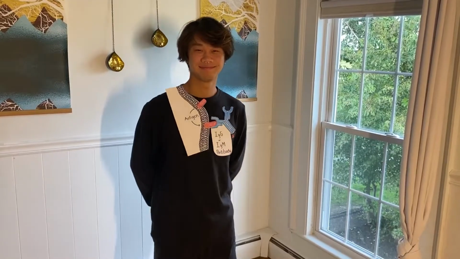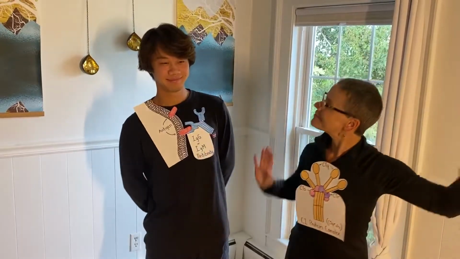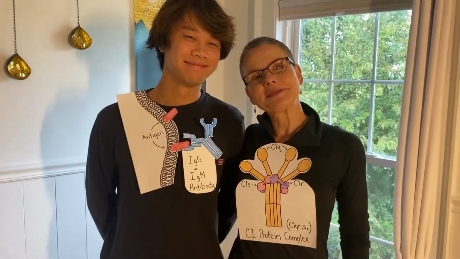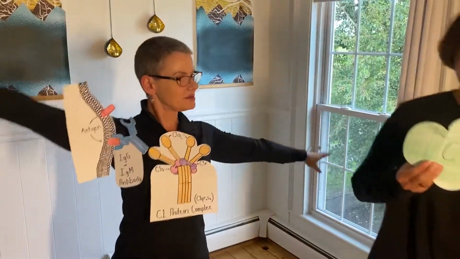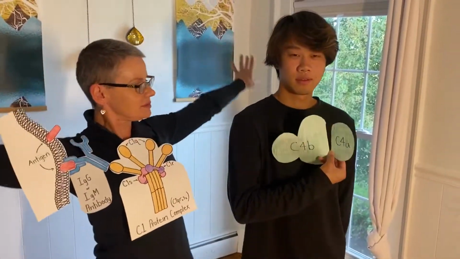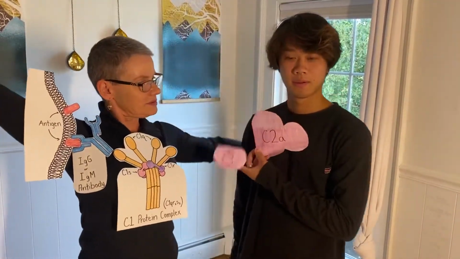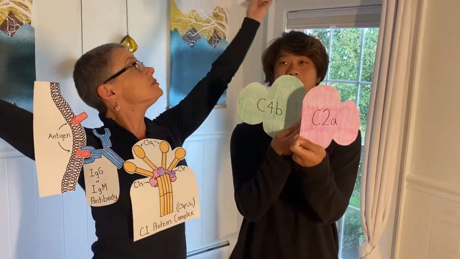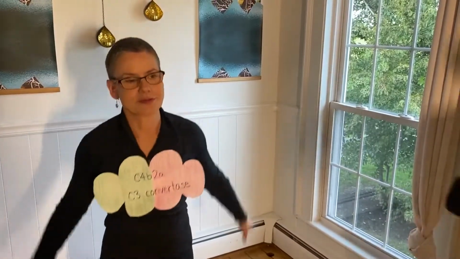When the C1 protein binds to the antigen-antibody complex, it becomes activated and starts the cascade of proteins that enzymatically cleaves and activates the next protein. It begins by cleaving C4 into C4A and C4B. It then cleaves C2 into C2A and C2B. C4B and C2A then bind together, creating an enzyme complex called C4B2A, also known as C3 convertase.